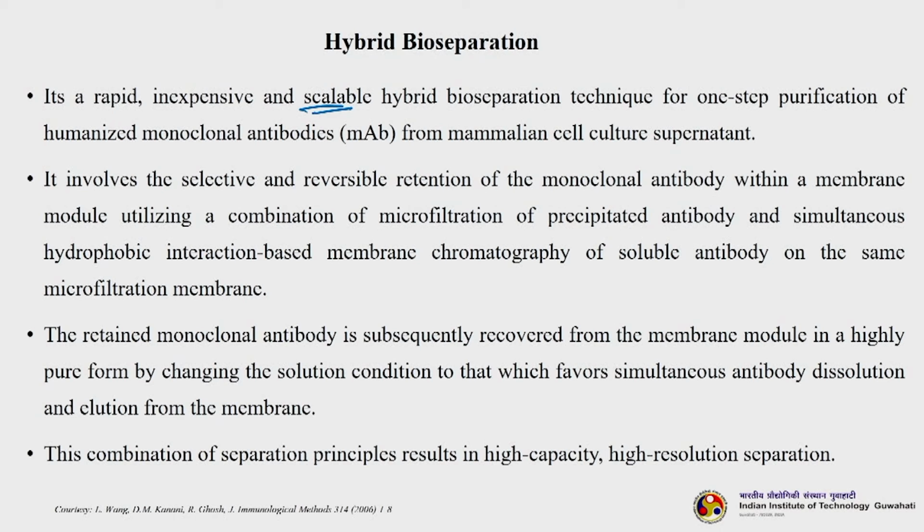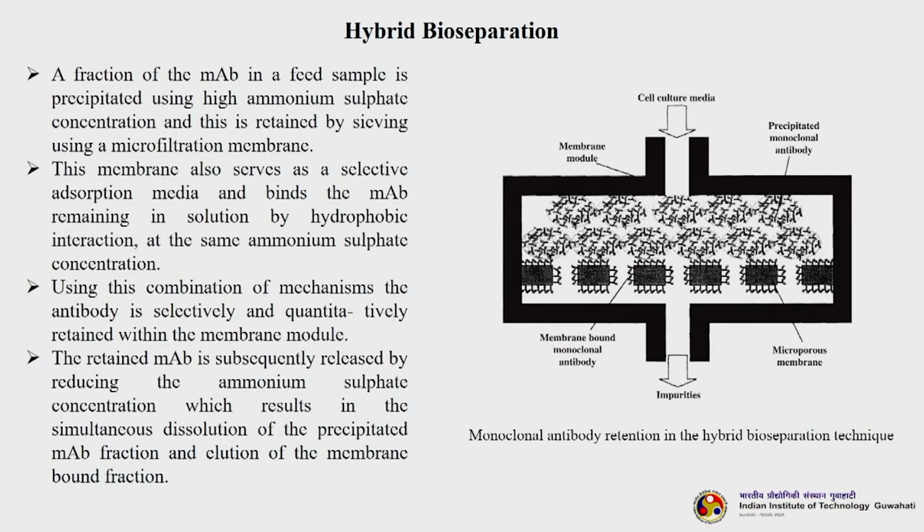The retained monoclonal antibody is subsequently recovered from the membrane module in a highly pure form by changing the solution condition to one that favors simultaneous antibody resolubilization and elution. So, this is a combination of principles giving high capacity and high resolution. Let us see how it actually happens. This is a microporous membrane, an MF membrane. When you pass the cell culture supernatant, your precipitated monoclonal antibody gets retained on the surface of the membrane and all other impurities permeate through.